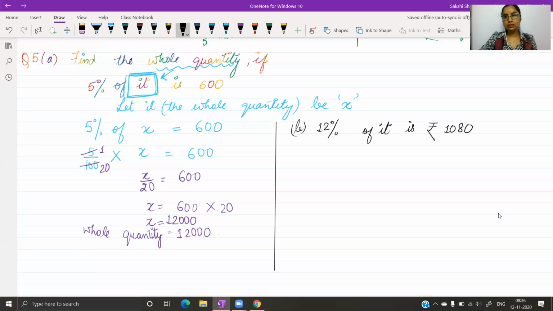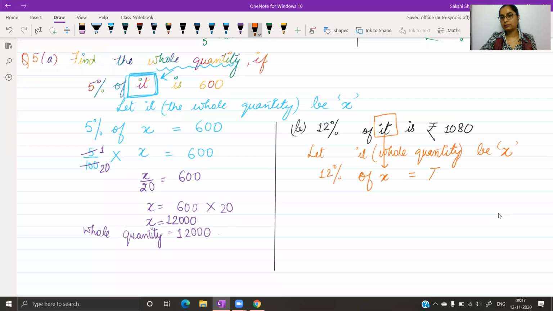This is the second part. Again, your whole quantity is missing here. And rewriting my statement, 12% of, इसका नाम मैंने x रख दिया है. Okay, Bhavleen has already calculated the answer. Yes, that's correct. 12 over 100 into x equals to 1080.